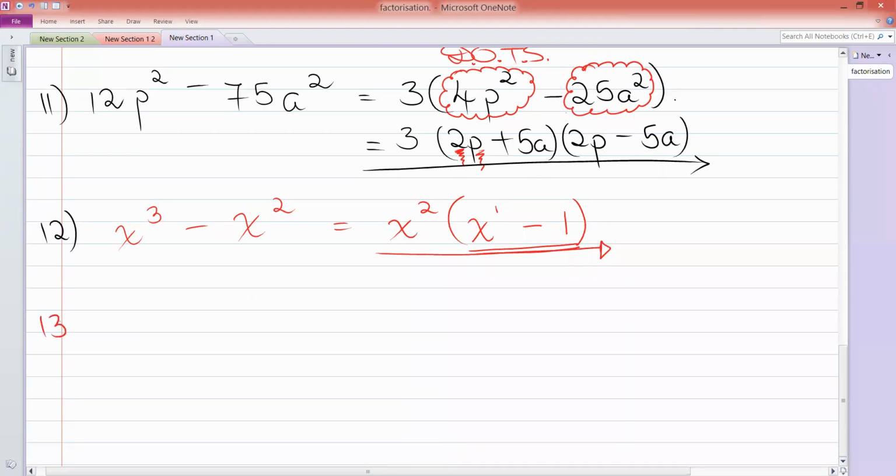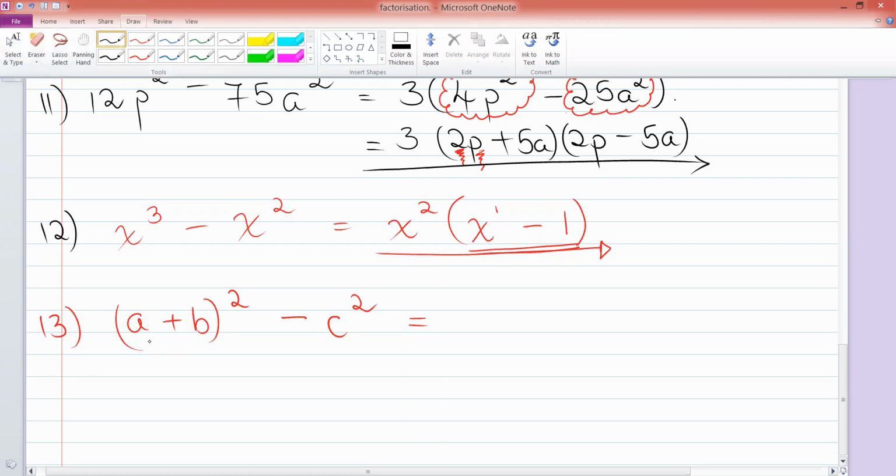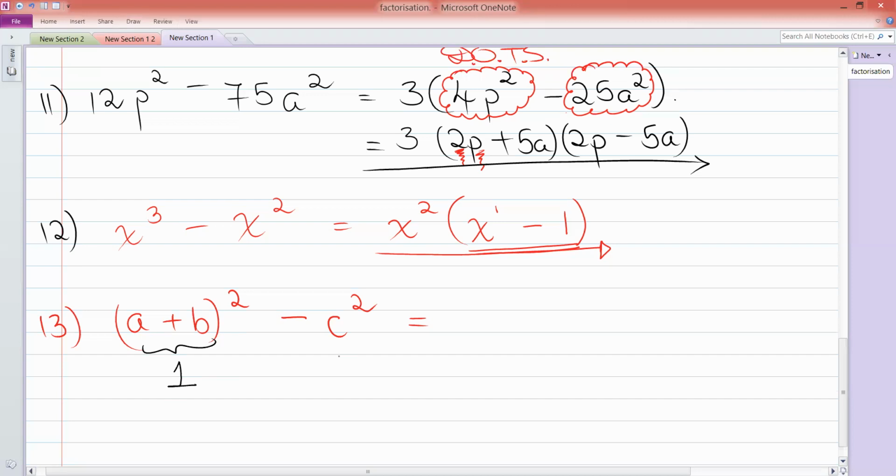Now I'm going to do one of our last questions. a plus b, squared, minus c squared. So now this question is actually a difference of 2 squares. Now they could ask you, how many terms do you have here in number 13? How many terms? 2. Because remember, brackets combine terms. So this becomes 1 term, and this is your second term.